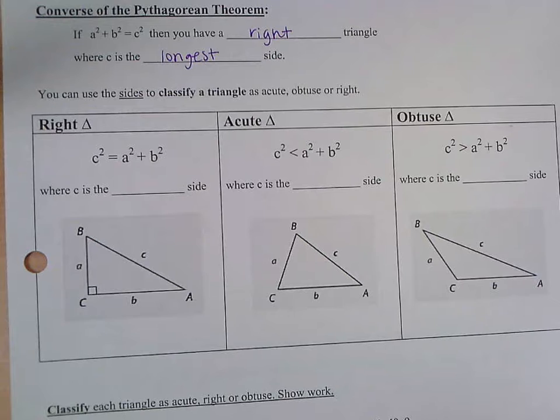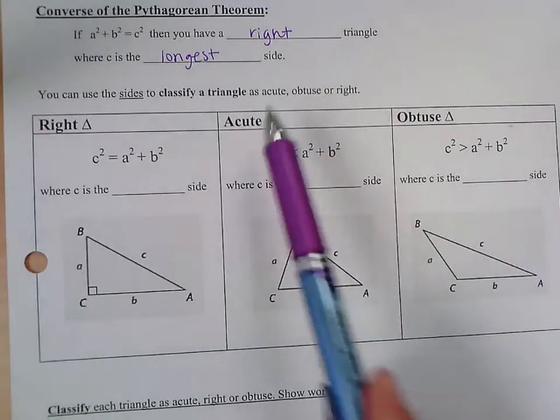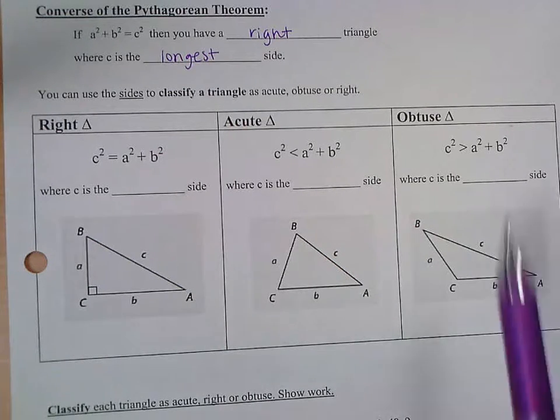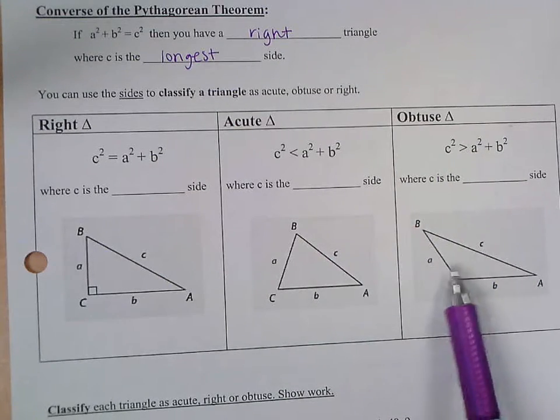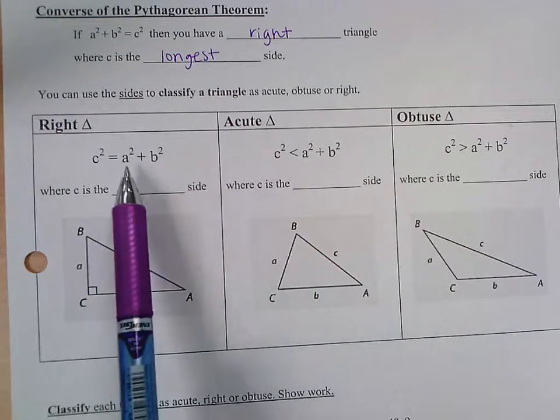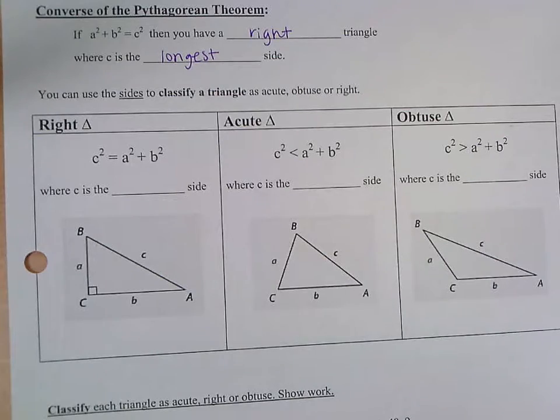So part of using the converse is identifying what type of triangle you have, and you can use the sides to classify triangles as acute, obtuse, or right. We talked about how a right triangle has a 90-degree angle, a right angle. An acute triangle would have all angles that are less than 90. And then an obtuse triangle has one angle that is greater than 90. But you can identify what type of triangle you have by finding the relationship between the sides.